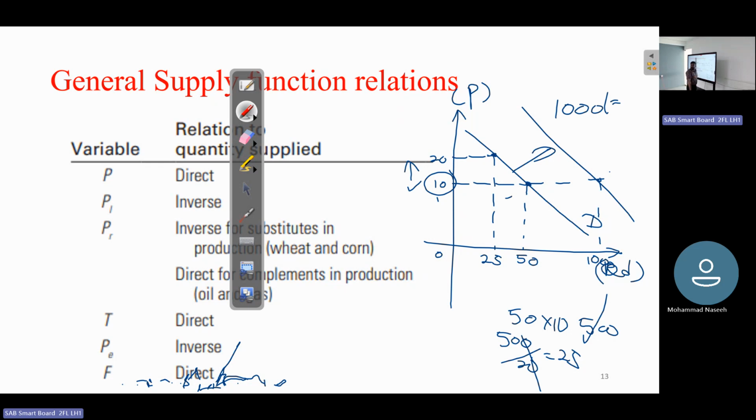What is the only available option? It is to shift the demand line. Therefore, only price changes quantity demanded, while all the other factors change the entire demand, shifting the demand line rightward or leftward. Understood? So that is what it is.